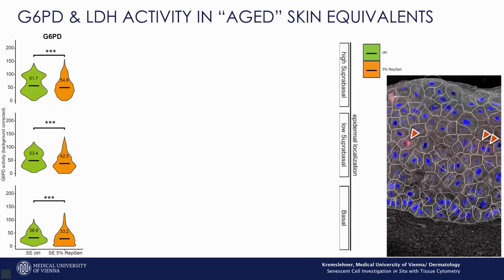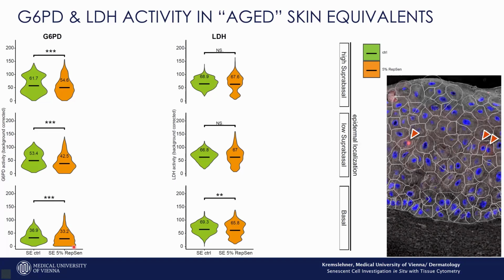So here you can see that when we introduced 5% of the senescent cells into the model system, it had a global effect on the measured G6PD activity. So these 5% cells led to a reduction of the overall G6PD activity in all strata, while we did not see the hoped-for increase of lactate dehydrogenase activity.